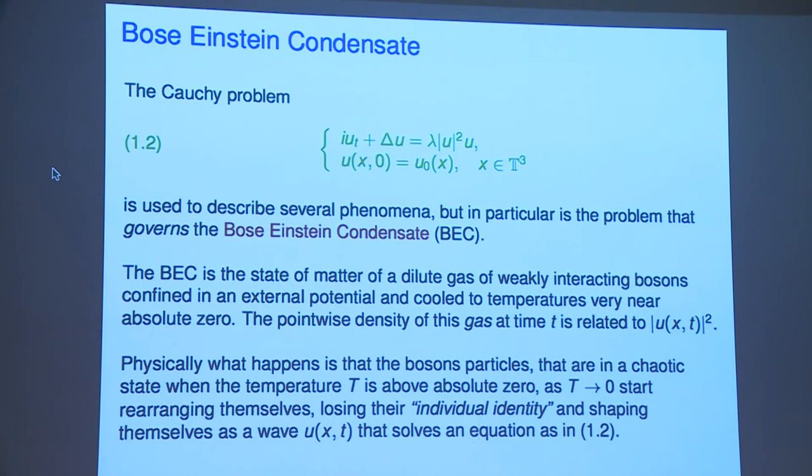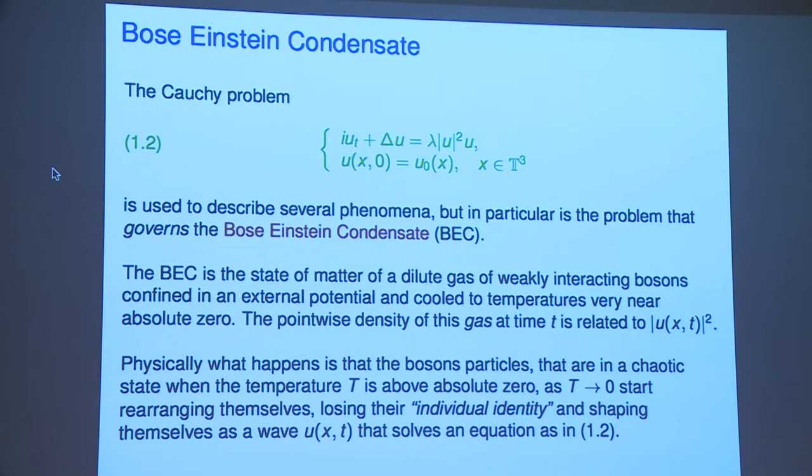Natasha Pavlovich, who is here, has been working on this limit. I worked a little bit on this limit. And it's interesting, and not at all trivial, to take the limit from the many particles that are governed by certain Hamiltonians and obtain as a limit, in a certain sense, these equations.